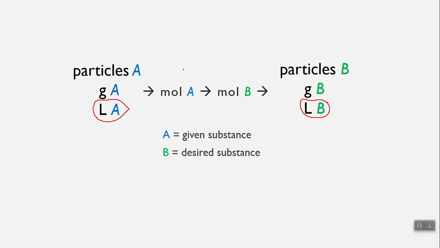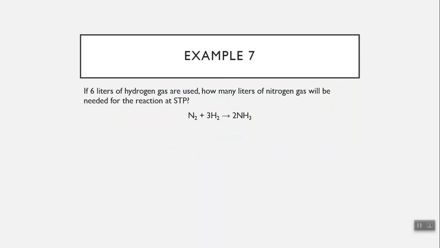You're going to figure out what is given to you in the problem, right? And that's where you're going to start. Where are you trying to go? What is the desired unit? And that's where you'll stop, okay? So let's take a look at our first problem. If 6 liters of hydrogen gas are used, how many liters of nitrogen gas will be needed for the reaction at STP?